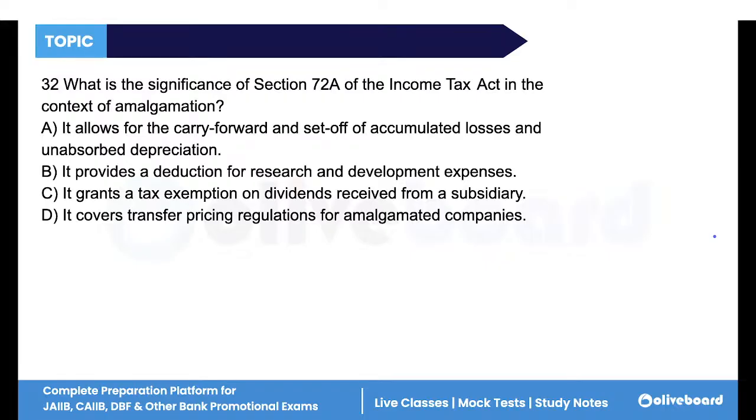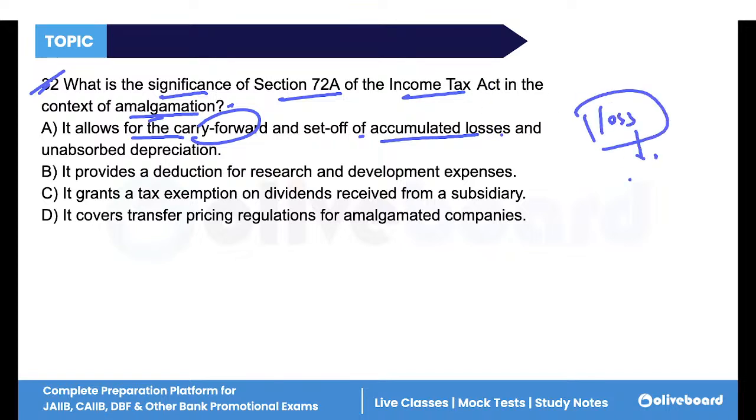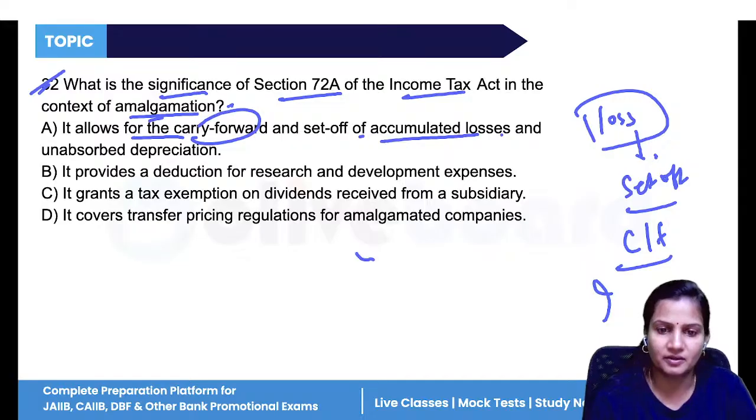Sure. Now next question, question number 30. What is the significance of Section 72A of the Income Tax Act in case of amalgamation? What benefit does the company get in the context of amalgamation? The tax benefit. They are allowed to carry forward and set off all accumulated losses. If the company has made any kind of loss, they can set off their loss and carry it forward, but only to an Indian amalgamated company.